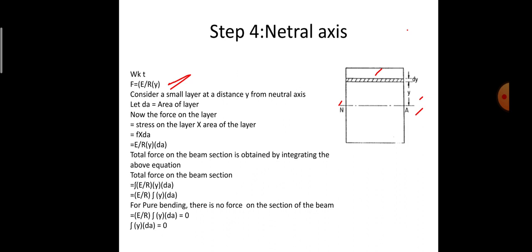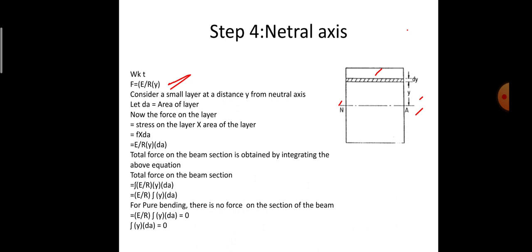But we also know that the moment of any area about an axis passing through the centroid is always equal to 0. So hence the neutral axis always coincides with the centroidal axis. Therefore, the centroidal axis of the section gives the position of the neutral axis. So this is all about the force in the neutral axis.